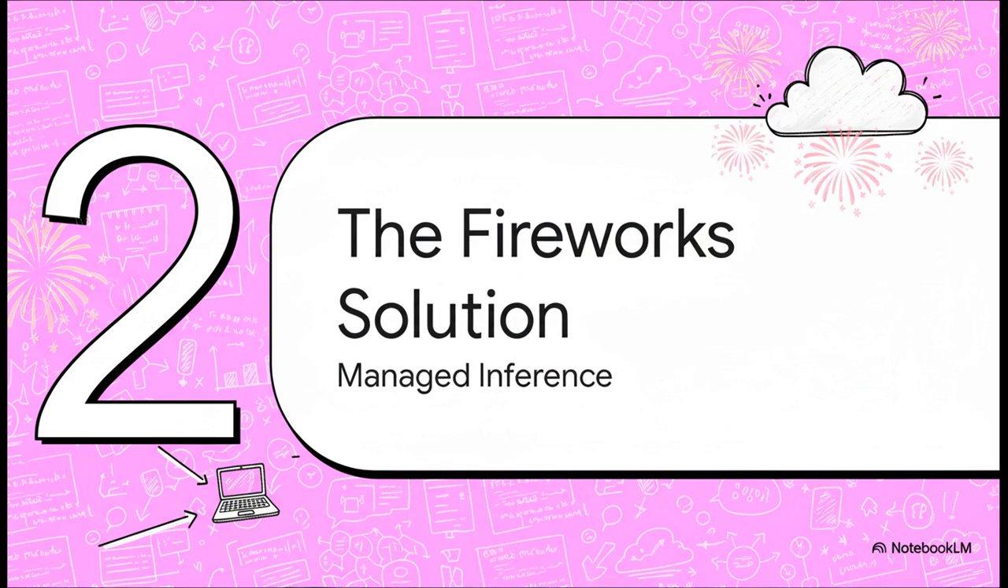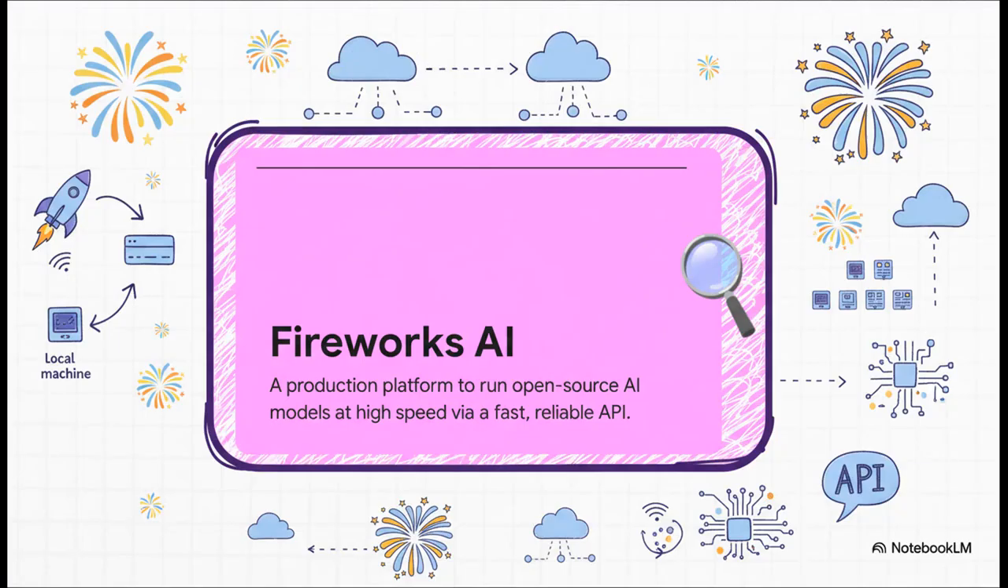Well, this is exactly where Fireworks AI comes into the picture. They offer a solution built just for this: managed inference for open models. So at its heart, Fireworks AI is basically a production-ready platform that does all the heavy lifting of running these huge open-source AI models for you. It handles the inference, which is just the fancy word for getting a response from the model, and gives it to you through a simple, fast, and super reliable API. So you get to use incredible models like Llama and Mixtral without ever thinking about the servers.